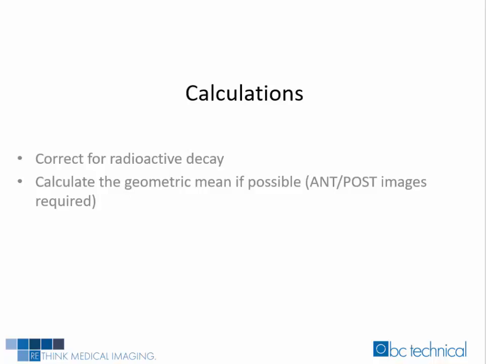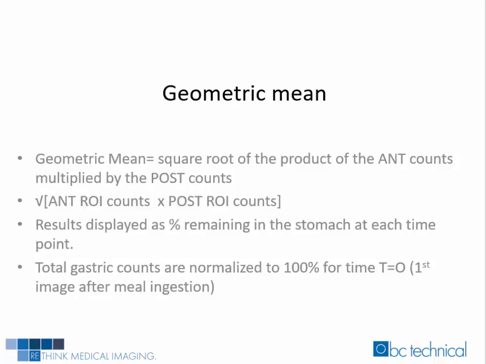Calculations are as follows. Images are corrected for radioactive decay. Calculation of the geometric mean is done if possible. Both anterior and posterior images are required to calculate the geometric mean. The geometric mean is the square root of the product of the anterior region counts multiplied by the posterior region counts.